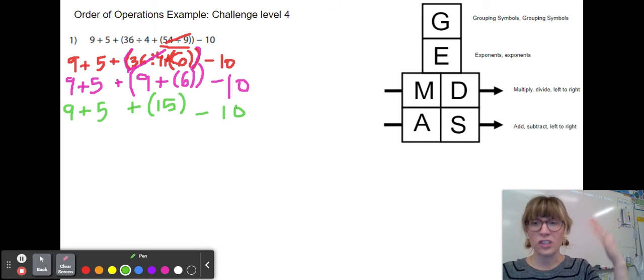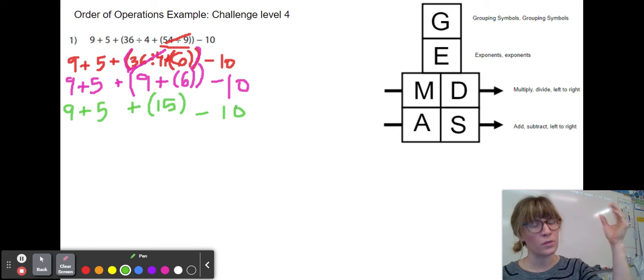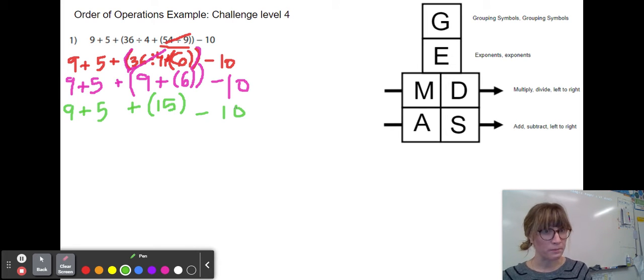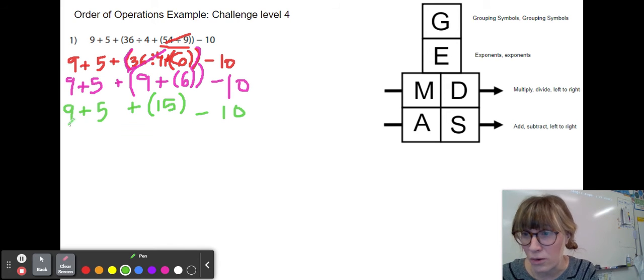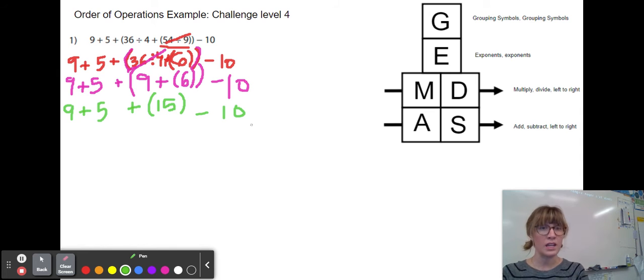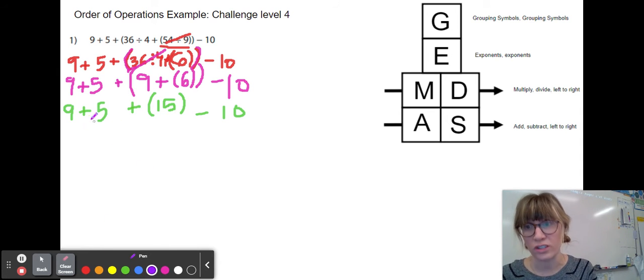Grouping symbols, grouping symbols. So we still have these grouping symbols around the 15. However, there's no more simplifying to do of that 15. So we can move on. Exponents, exponents. Well, we don't have any, so let's move on. Multiply, divide, left to right. So we don't have any multiplication nor division. So let's move on. Add, subtract, left to right. So we're going to just move in left to right order through our little expression here.